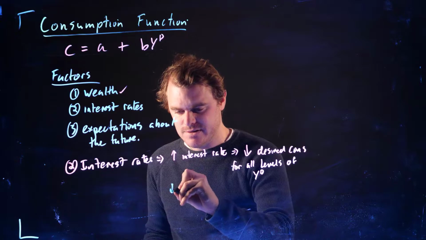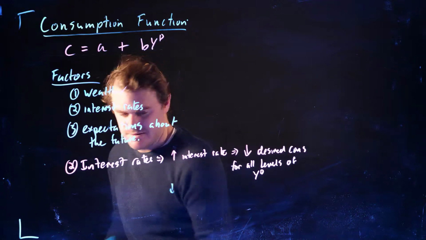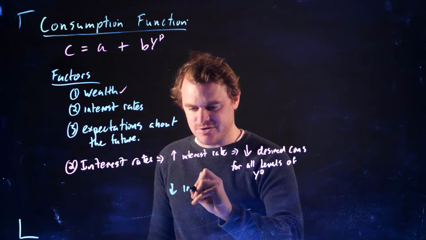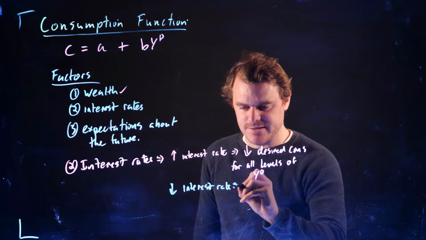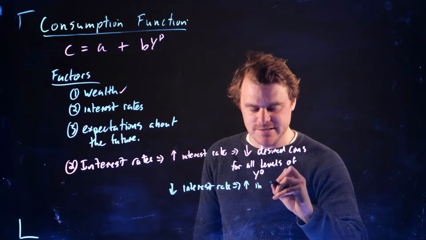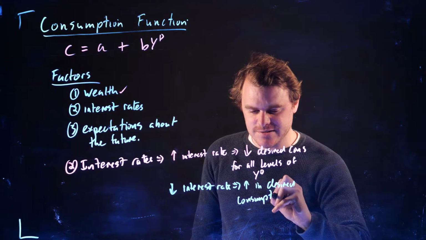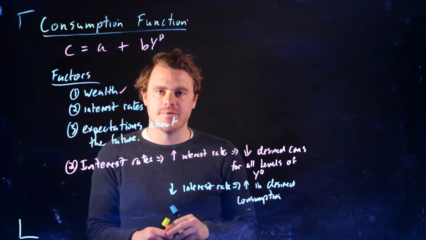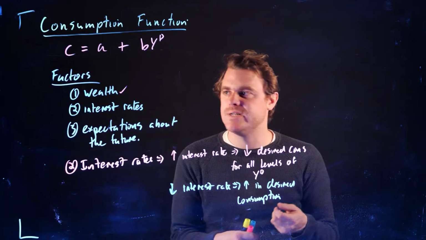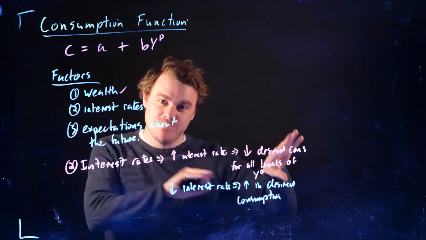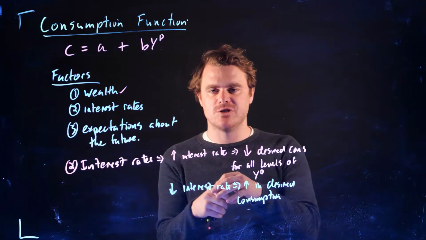And so, same sense, a decrease in the interest rate is going to cause an increase in desired consumption. You might be thinking, well, this could affect the slope of the consumption function as well. Wouldn't that have influenced the marginal propensity to consume? We'll talk about that a bit later. Right now we're thinking of it as just shifting this consumption function.